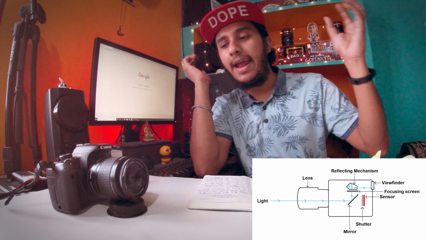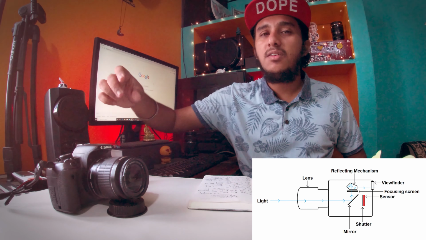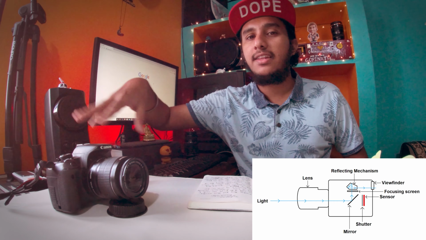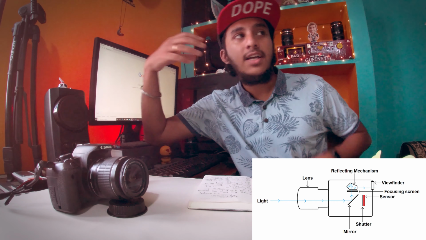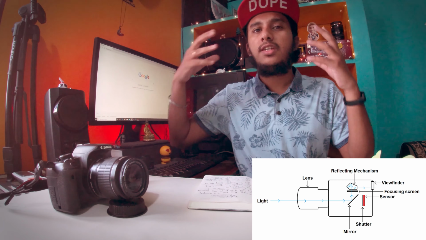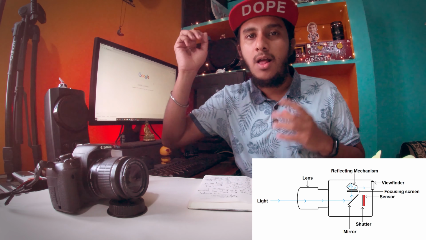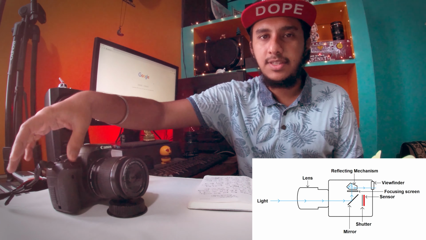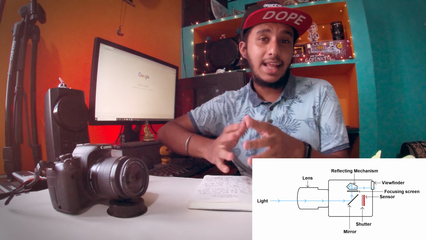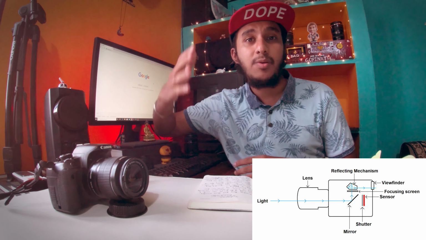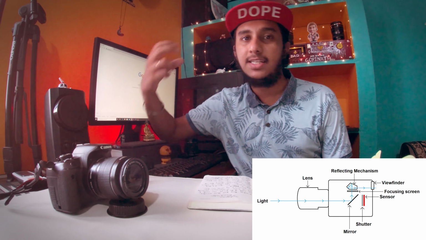So what is shutter speed? I have already explained in my previous videos how a DSLR camera works. When light enters the camera, there is a mirror which reflects the light, and there is a prism that helps you see the view in your viewfinder. When you click the shutter button, the mirror moves away and the sensor in the camera is visible.